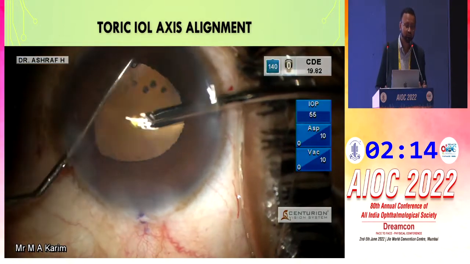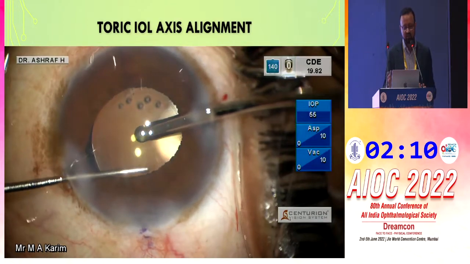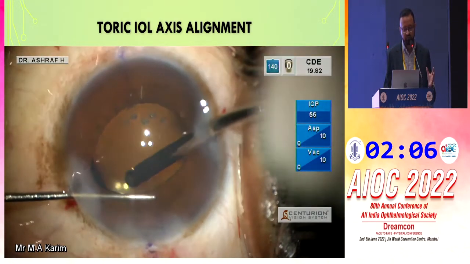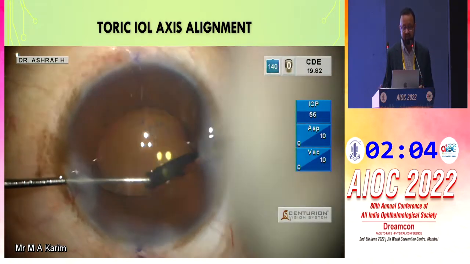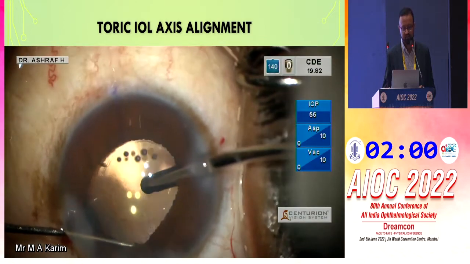We can also do toric IOL with the small pupil, like the premium IOL. Here we do the IOL implantation with the small pupil and made the proper axis. And definitely after the first POD, the toric IOL axis was there.